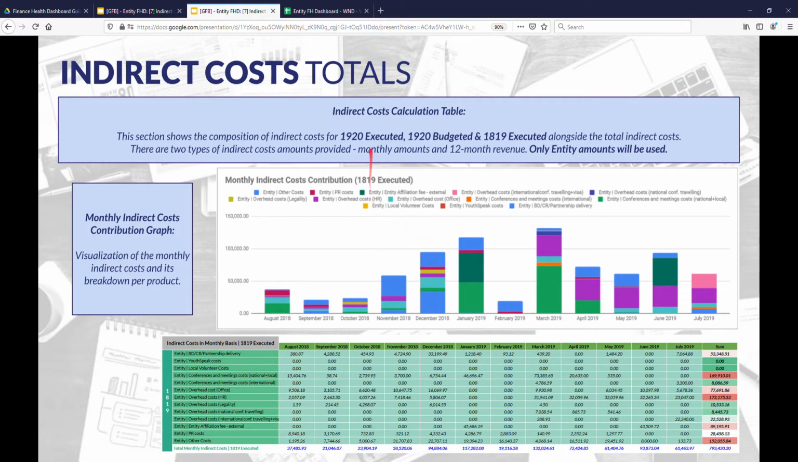So, indirect cost totals. This is actually the monthly indirect cost contribution table and graph. Basically, this will show you a visualization of how much is actually being used per account per month, depending on 1920 executed, 1920 budgeted, and 1819 executed. This is only based on monthly, so you can see which months peak and which months you are in danger with.